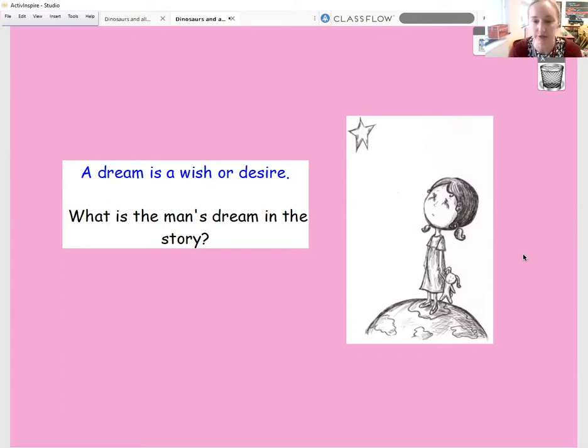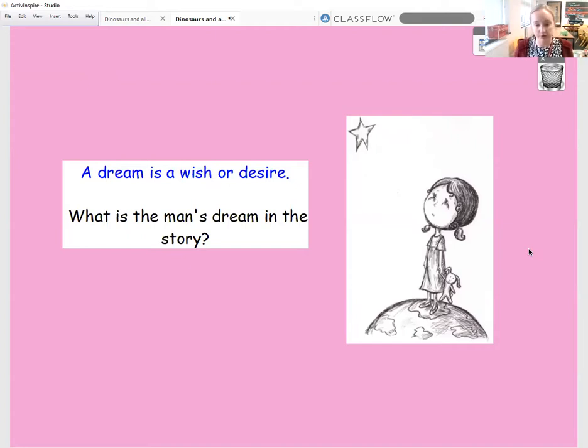So in the story, the man's dream and his wish, his desire is to get up to see the star, isn't it? He really, really wants to be able to get up there. And we call this a dream. Sometimes we might say a dream is something that we have when we're asleep, and it might be something that is pleasant. You might dream about what's happened in the day. But also a dream is a wish or a desire. It's something that we want to do.